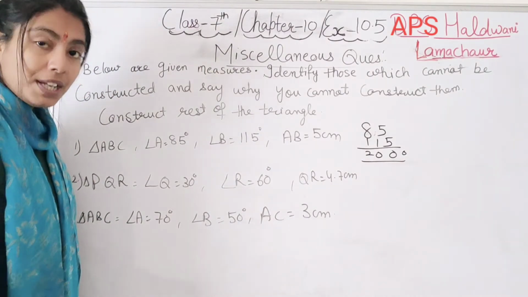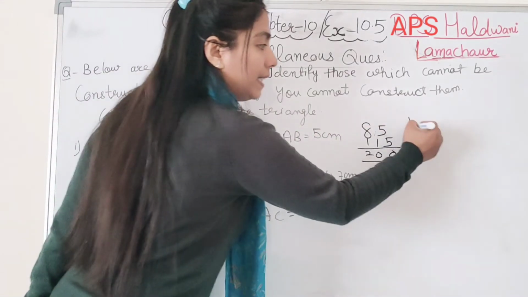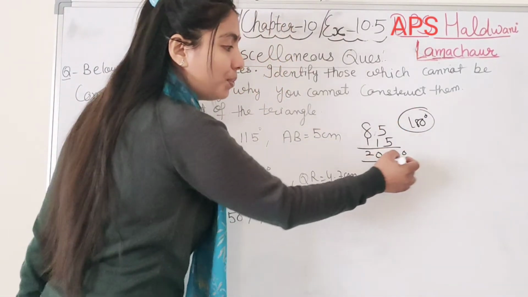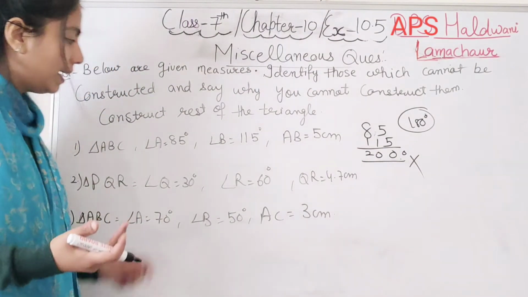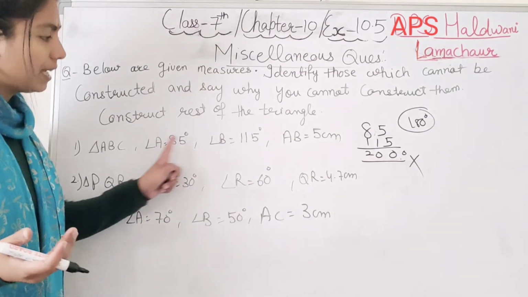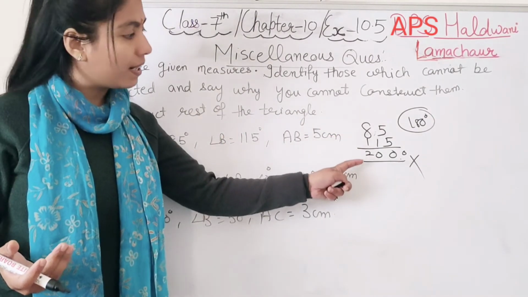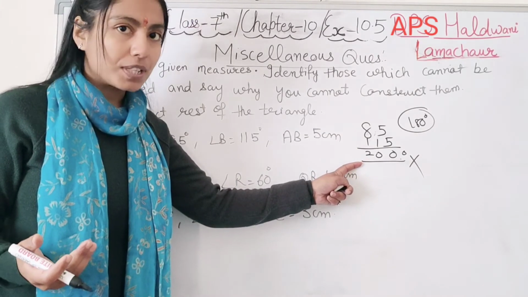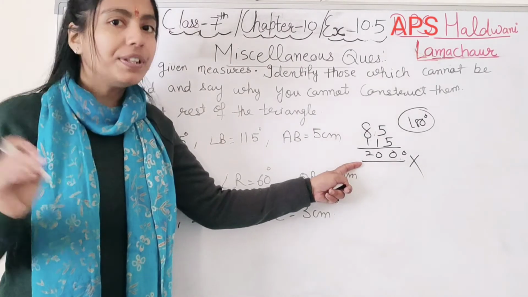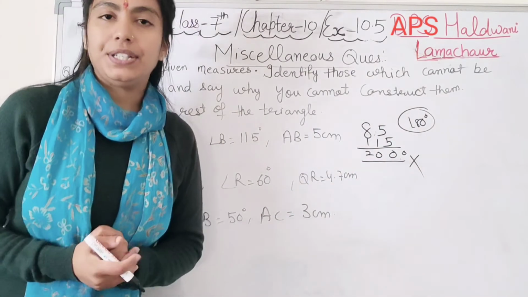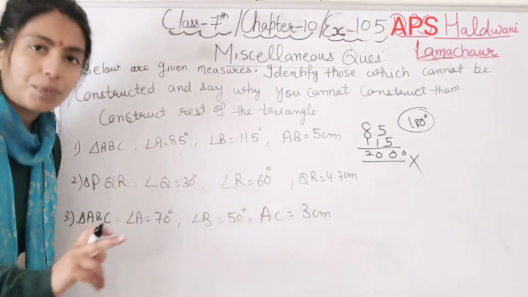So is it possible? Because what is the triangle sum property? The sum of all three angles is 180 degrees. But here the sum of just two angles is 200 degrees. So is it possible? No. So what reason will you write? It is not possible to make the triangle ABC with these measurements because the sum of these two angles is 200 degrees, which is not possible. As per the triangle sum property, the sum of all three angles of a triangle is 180 degrees only. Therefore this triangle is not possible.